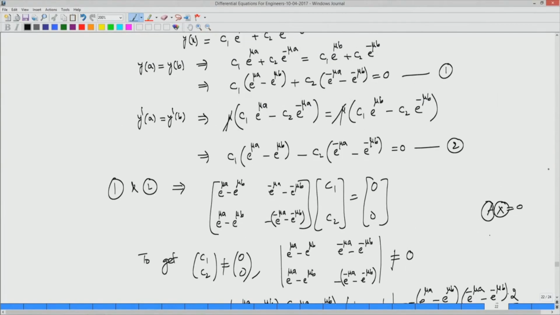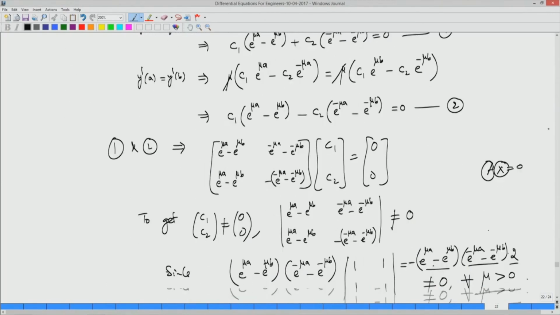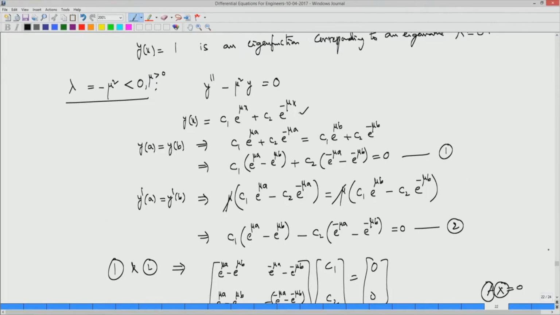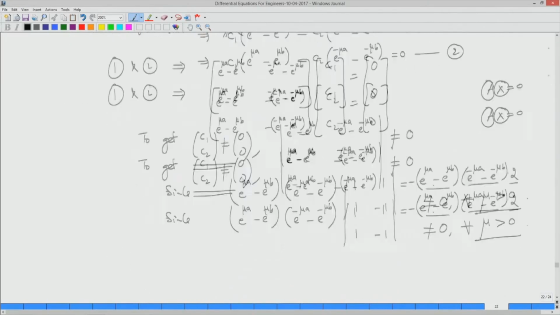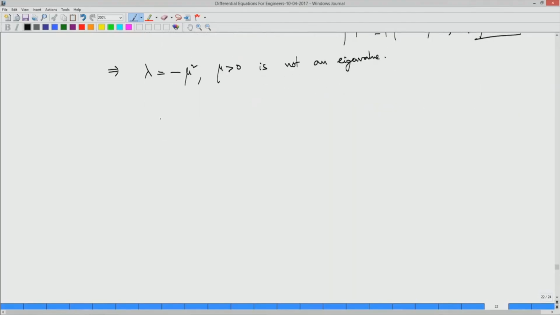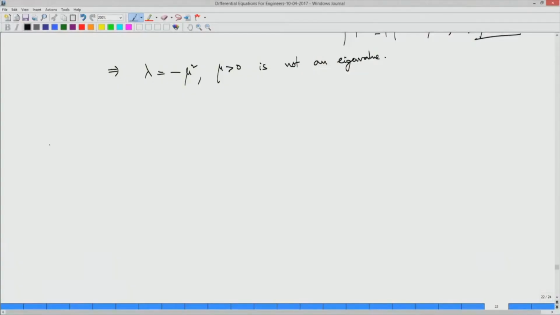So there is no non-zero solution, that means C1, C2 have to be 0. If C1, C2 both are 0, that means y of x is the zero solution. So completely zero solution you will get in this case. That implies lambda equal to minus mu square for any mu positive is not an eigenvalue, so no eigenfunction. So finally, of all the three cases, lambda positive, lambda equal to 0, lambda equal to minus mu square, only some have eigenvalues and eigenfunctions.